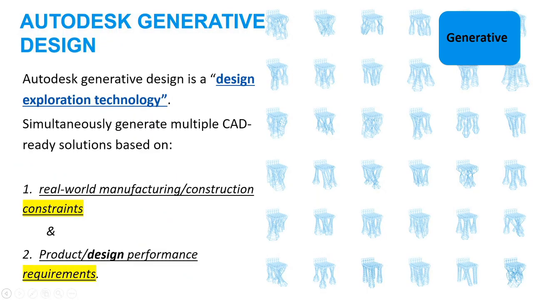Hence, if we want to summarize what generative design is, it's basically a design exploration technology. Nothing more, nothing less. It's based on two major things: setting the constraints, meaning I'm limited within a certain area and I have certain avoidance zones I want to avoid, and the requirements. That's simply it, to simplify things for generative design.